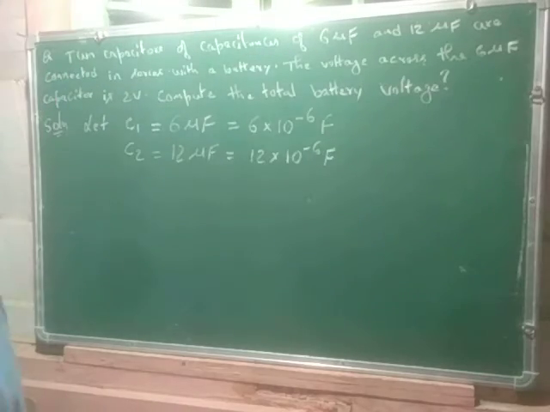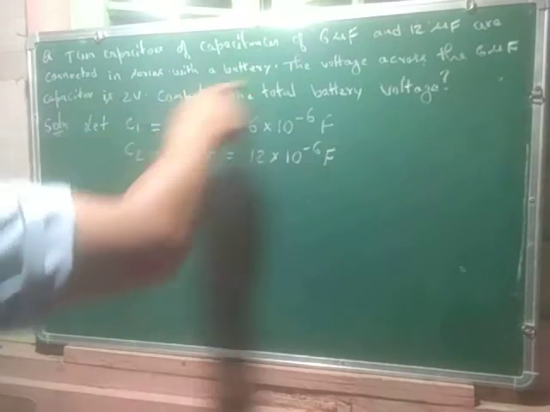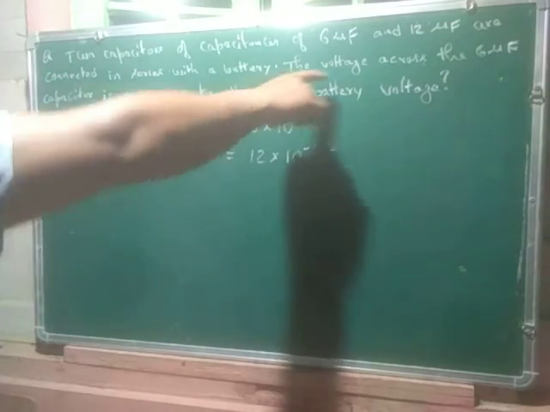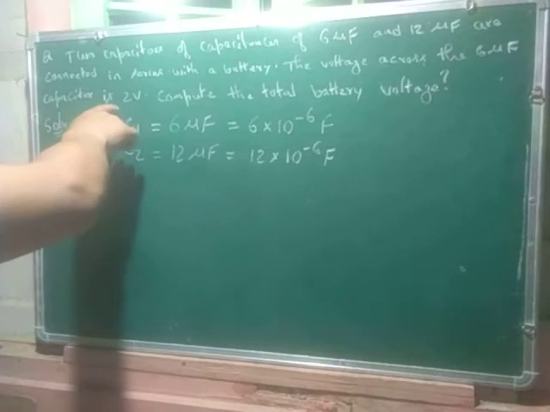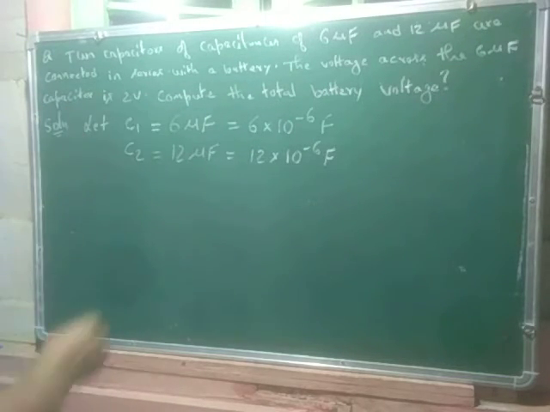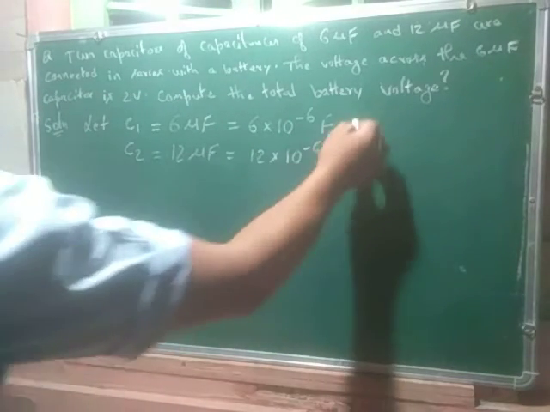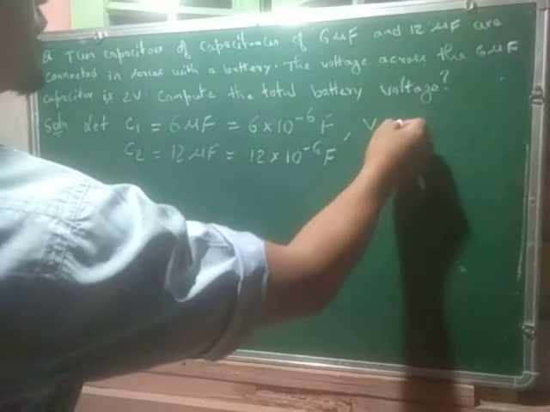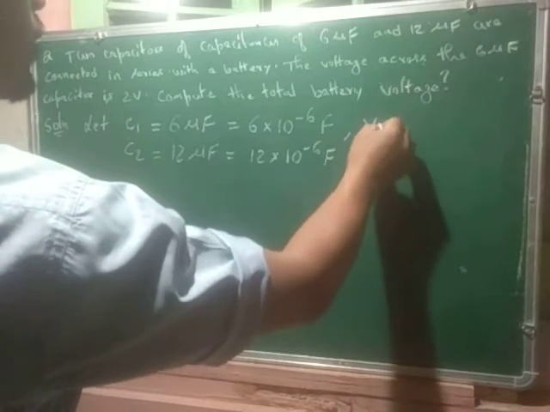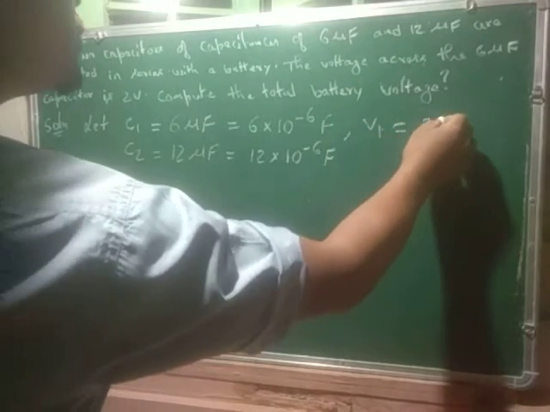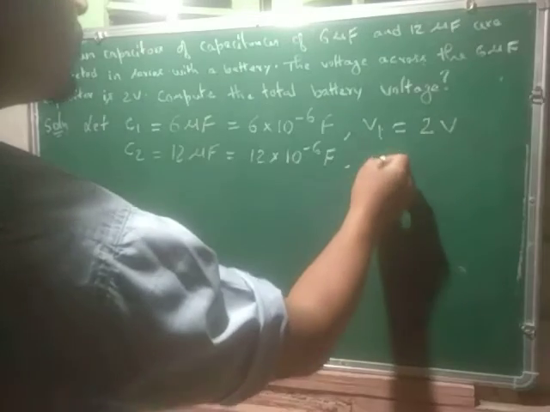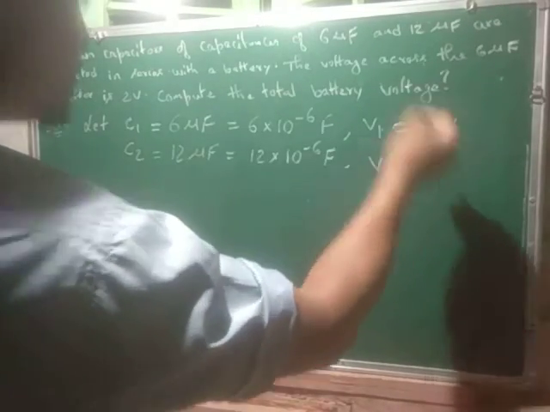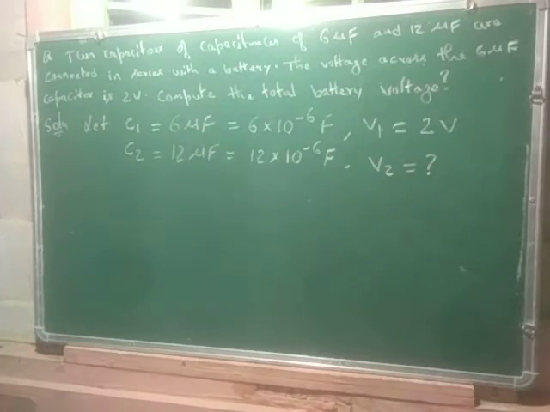Also, because it is given here that the 6 microfarad capacitor has a potential difference of 2 volts, I will say V1 is equal to 2 volt. Now I have to compute V2. How much is V2?